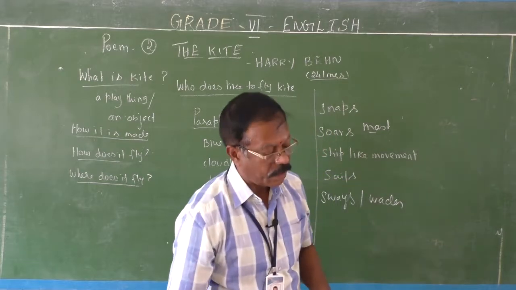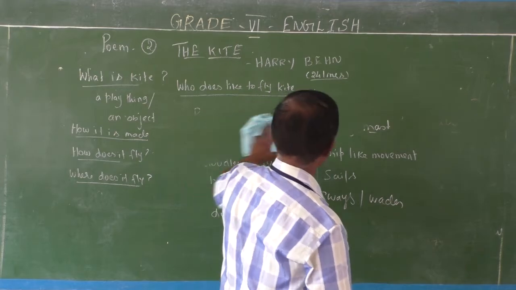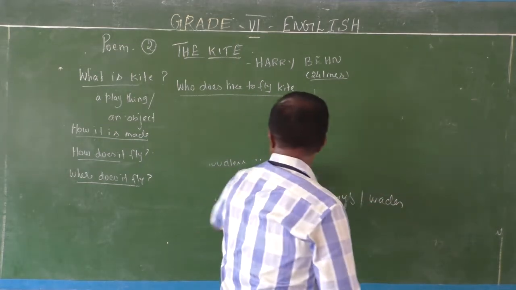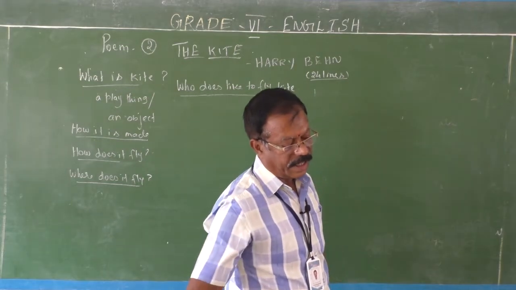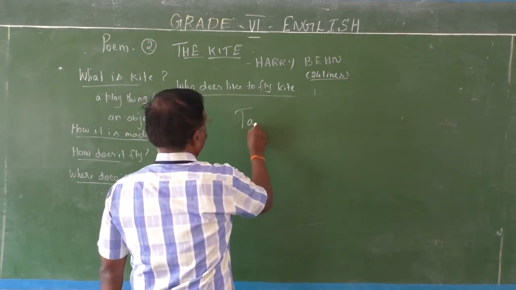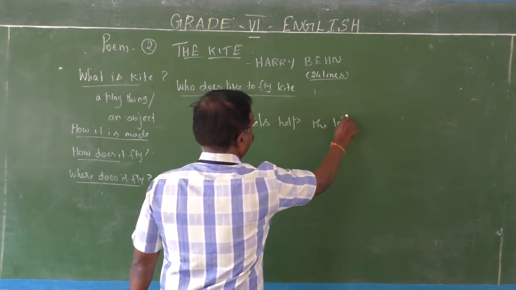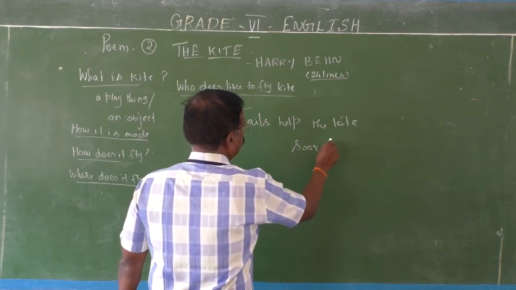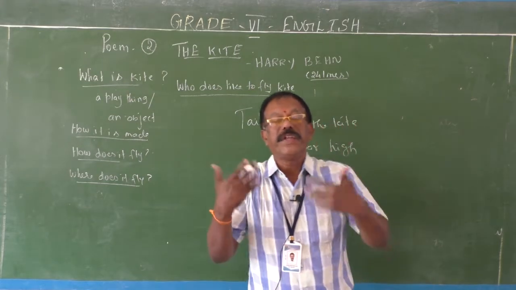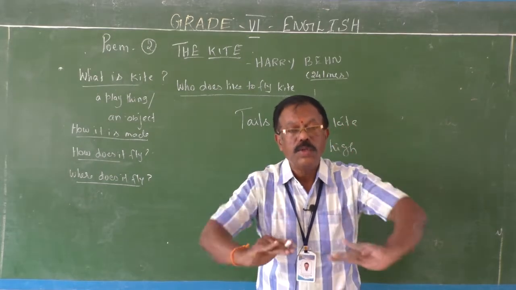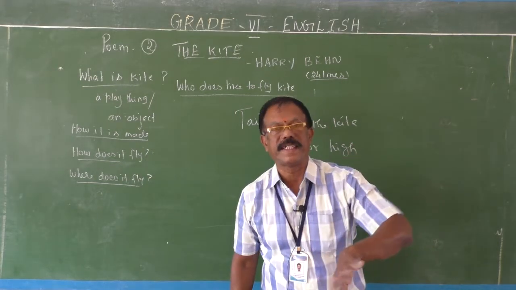So what does the poet here want to say? Tail helps the kite. See the tails of the kite. Tails help the kite soar high. Okay, like sails of the ship. How it helps the ship to move so smoothly on the surface of the water or the tides.